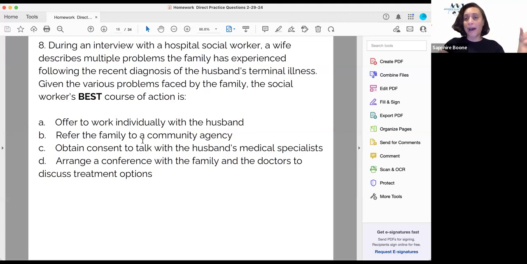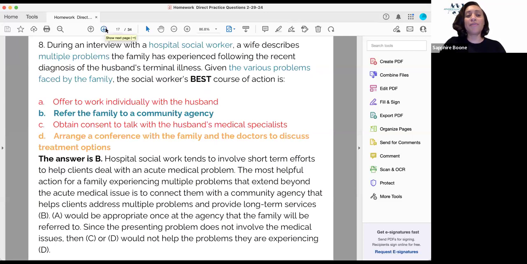It's like the fallout from the diagnosis. The diagnosis itself is not the issue, but just everything that it impacts, right? In terms of how the family has functioned. So the answer is B, refer the family to a community agency. And I'm going to read the rationale.